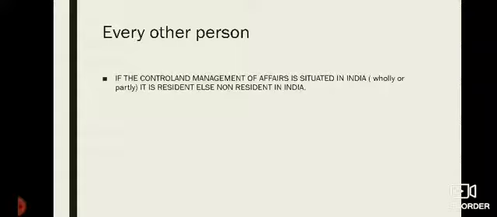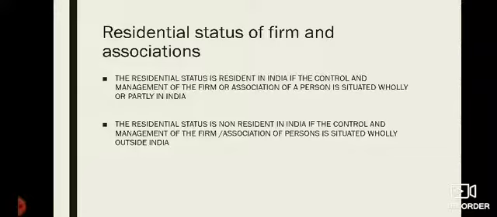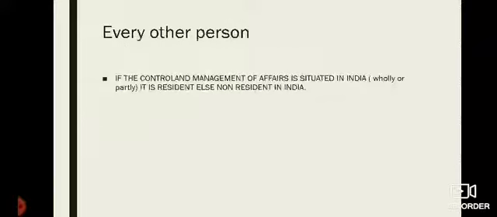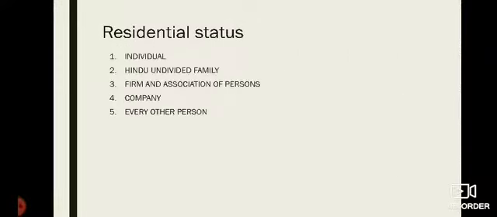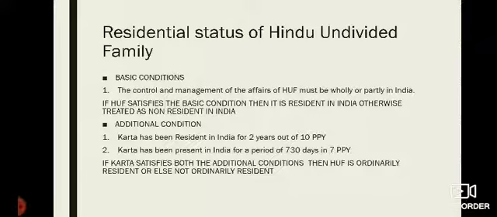So in today's class, we have seen determination of residential status of Hindu undivided family, then residential status of firm and association of persons, company, and every other person. Let us revise it quickly. Residential status of Hindu undivided family can be determined based on two conditions. One is basic and second is additional. In basic, we have only one condition, that is the control and management of the affairs of the HUF must be wholly or partly done in India.